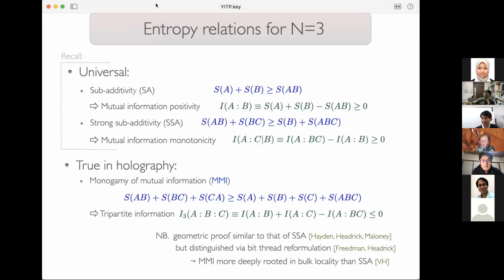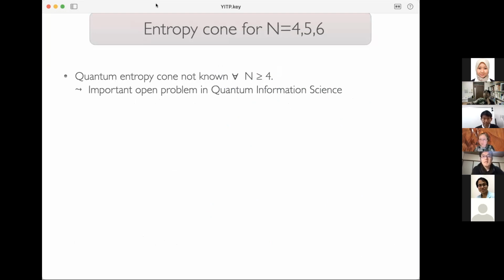Okay. So far I described up to 3 parties. This gets more complicated very quickly. For 4 parties, the quantum entropy cone is actually not known.